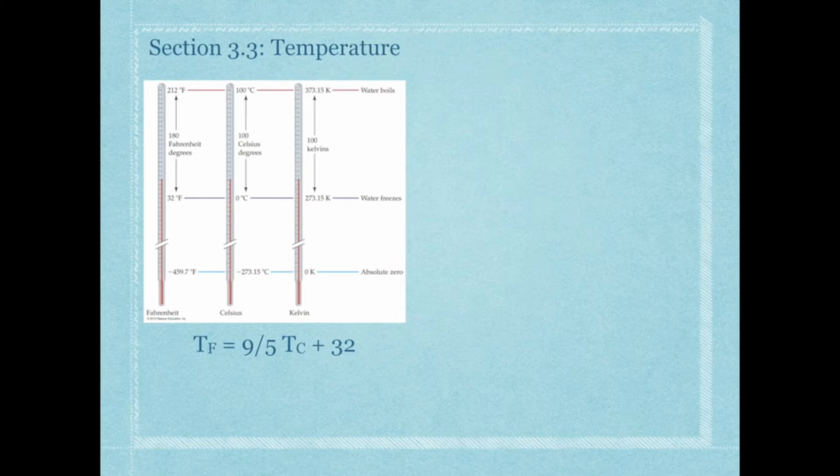Okay? The one unit that you might not be familiar with here is Kelvin, and so the temperature in Kelvin actually equals the temperature in Celsius plus 273. Now, if you look at these thermometers, 0 Kelvin represents what's called absolute zero, and absolute zero is when all motions stop. So that's the absolute coldest that you can get.